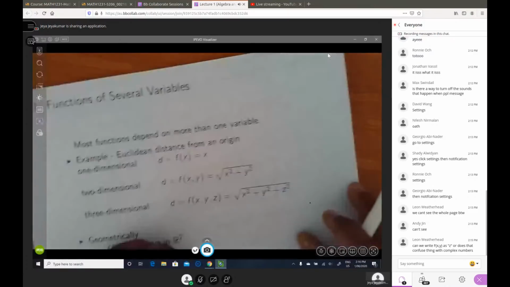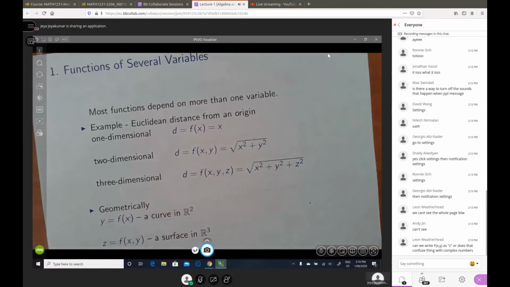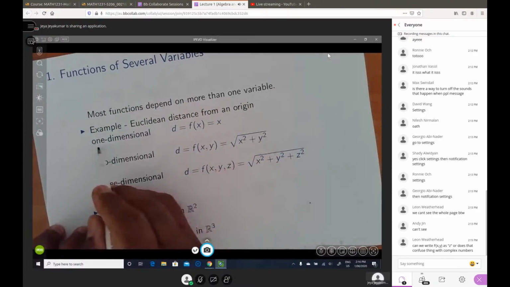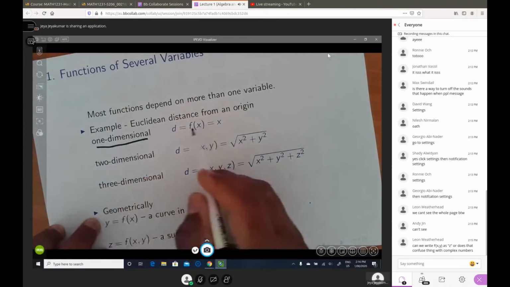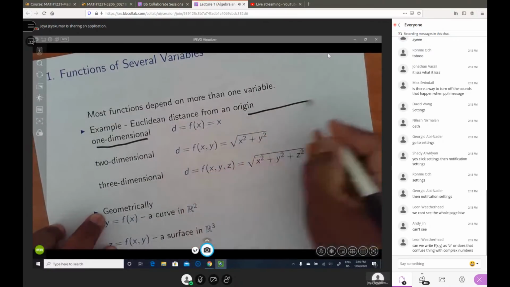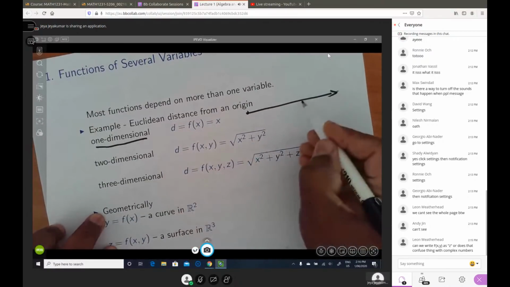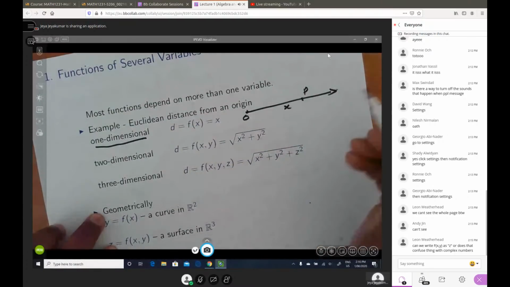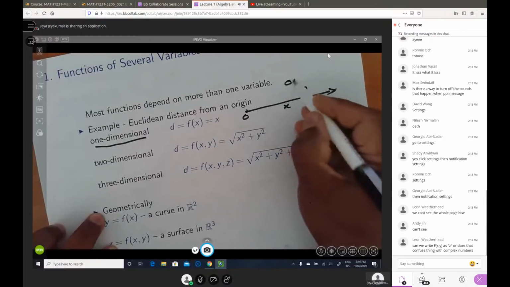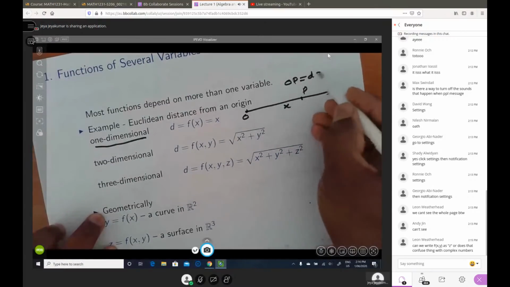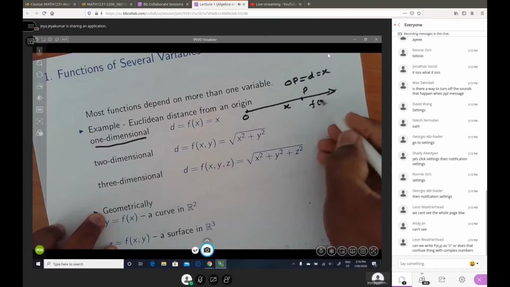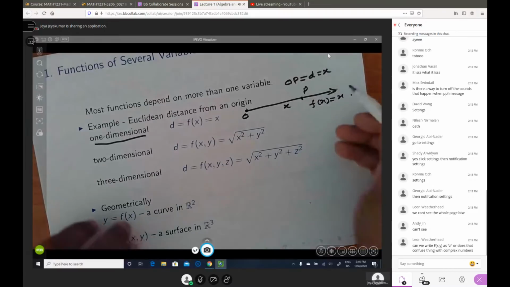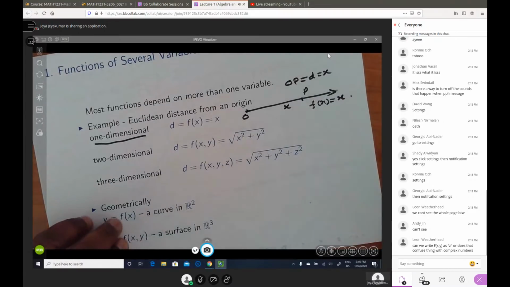As I said before, most functions depend on more than one variable. Here are some examples. Let's look at the one-dimensional example, d(x) equals x, for example. In one dimension, there is a point P, and the distance from the origin is x. So OP here is the distance d, which is x. So the function here, a function of a single variable, f(x) equals x in the one-dimensional case. You have seen lots of examples like this in high school calculus and so on.